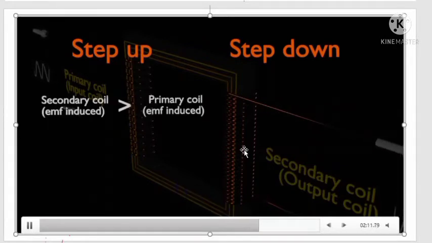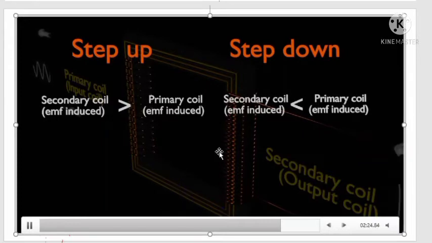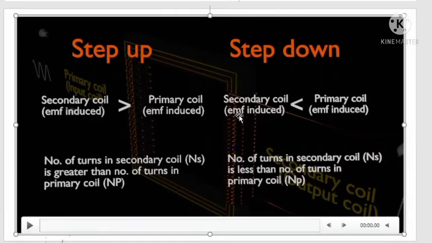There are two types of transformer, step-up transformer and step-down transformer. For a step-up transformer, the number of turns of the secondary coil is more than the number of turns in the primary coil. Thus, the EMF induced in the secondary coil is larger than the EMF in the primary coil. The second one, the step-down transformer. The number of turns of the secondary coil is smaller than the number of turns of the primary coil. Thus, the induced EMF in the secondary coil is smaller than the EMF in the primary coil.